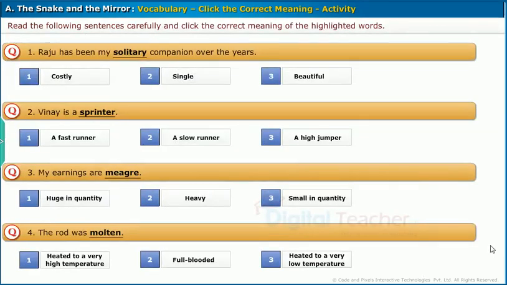Read the following sentences carefully and click the correct meaning of the highlighted words.